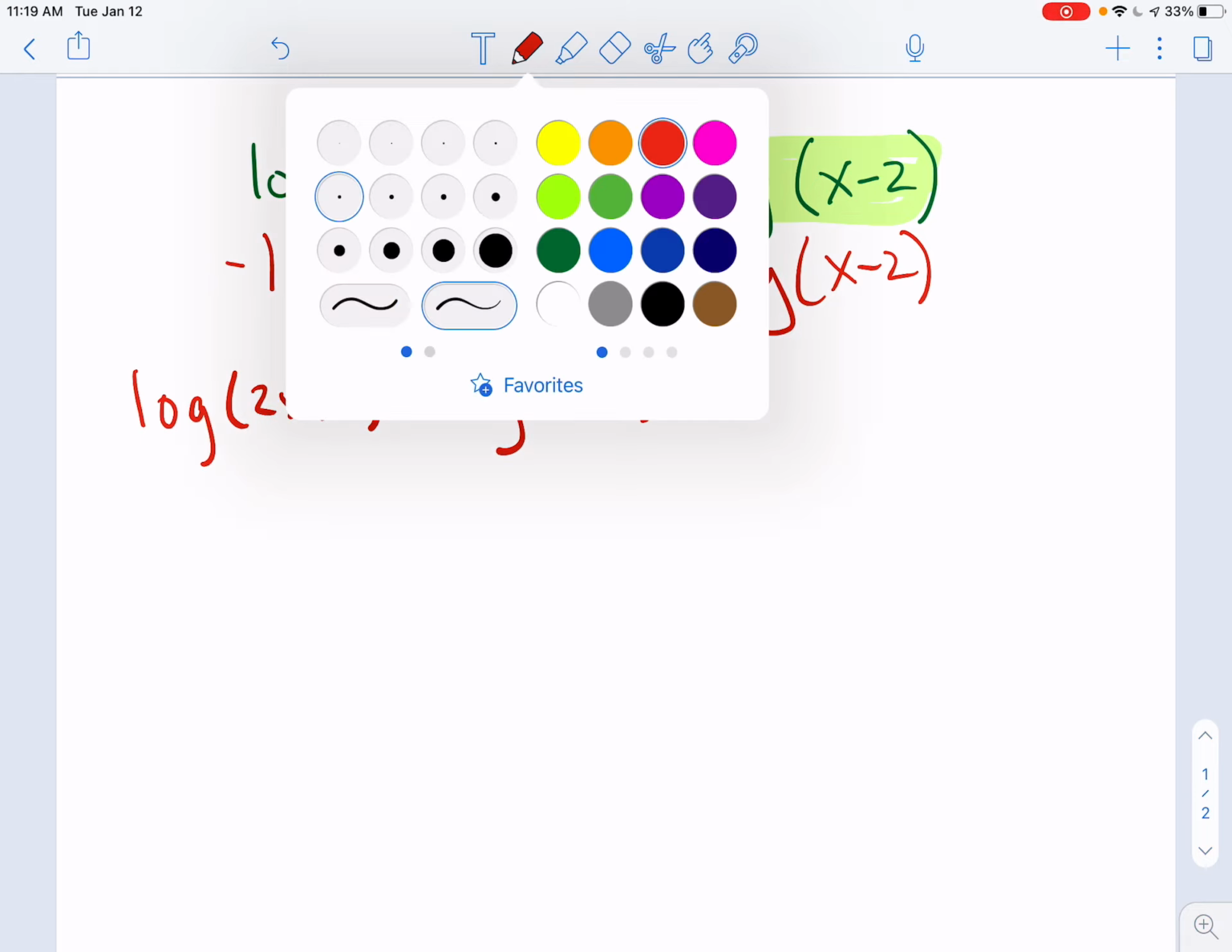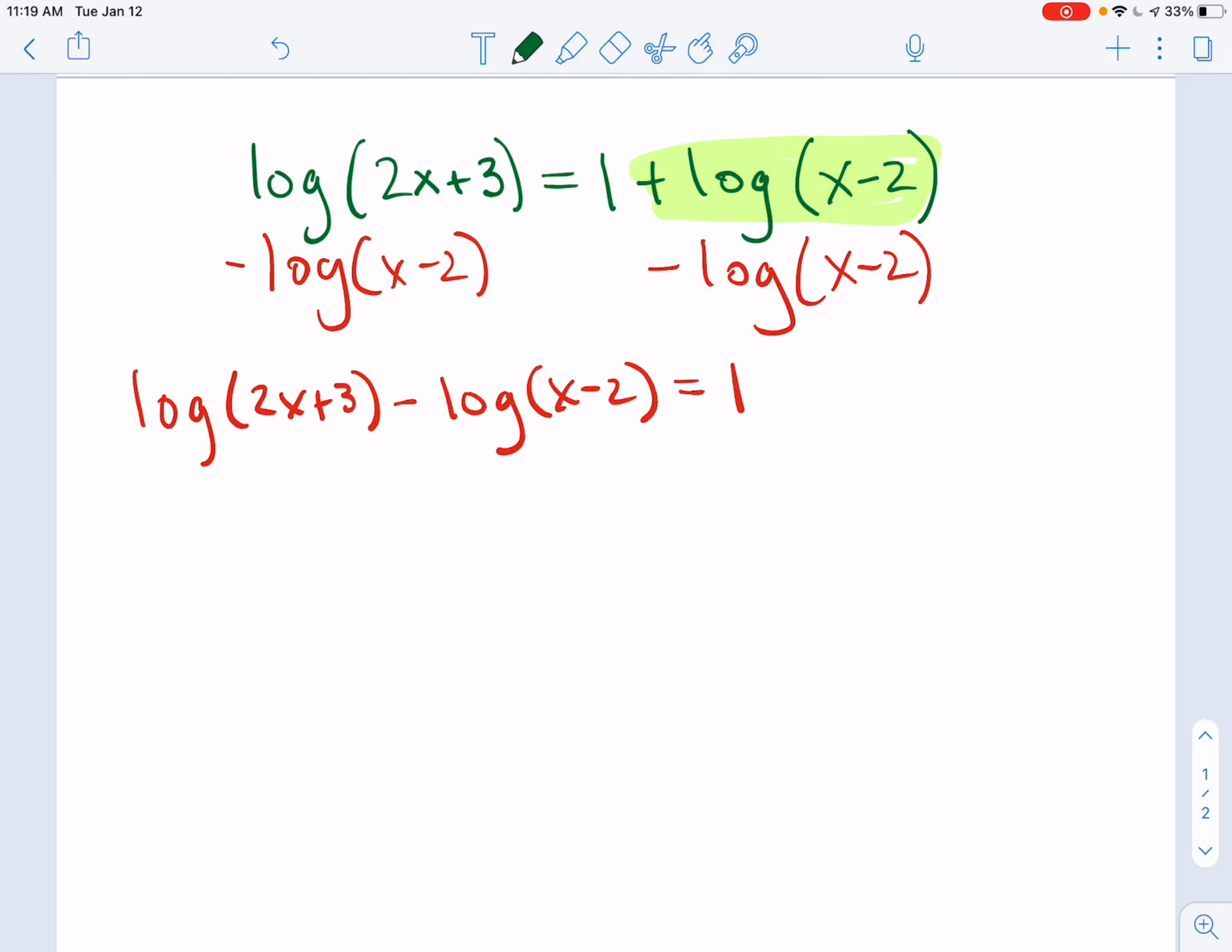Now, we typically don't write the base if the base is 10 because it's assumed to be 10, but I'm going to just write that in real quick in green so that you can see that they do, in fact, have the same base. When you have two logs that have the same base that you're subtracting, you can actually write them as a division problem.